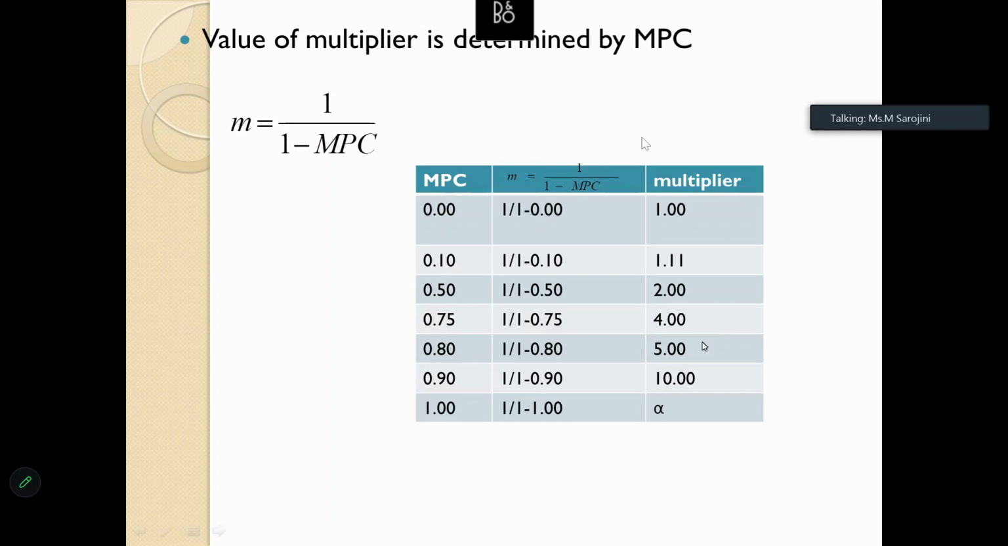That means once the MPC lies between 0 to 1, the multiplier effect increases or is positive. Once the MPC is equal to 1, the multiplier tends to infinity, right? You can substitute and proceed. Here, 1 minus 1 is equal to 0. 1 divided by 0, again that gives infinity as the value of the multiplier, right?